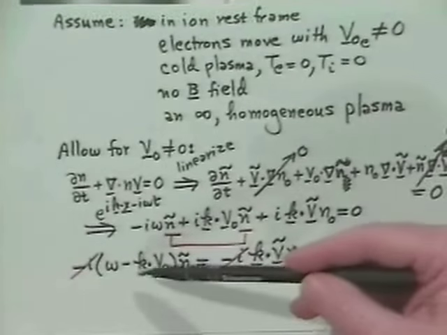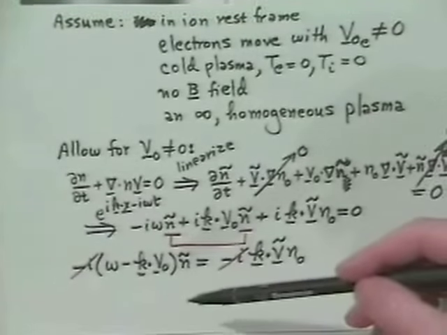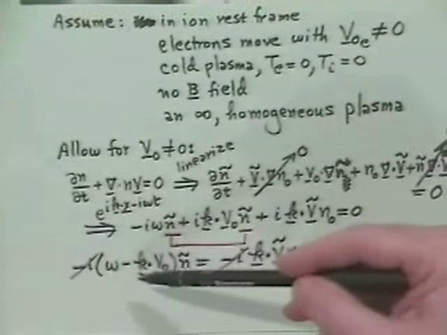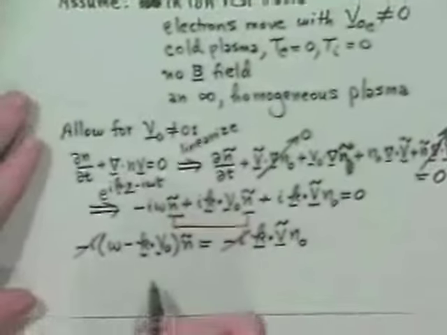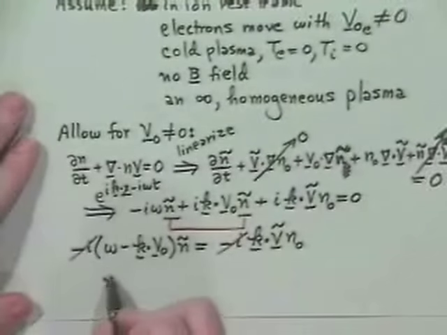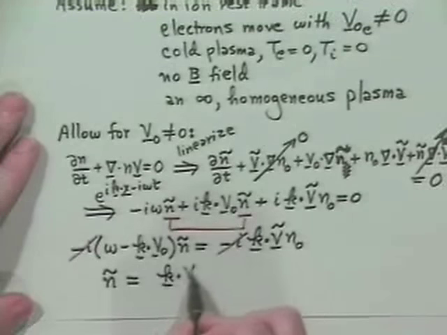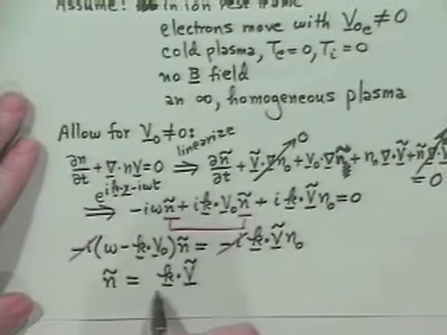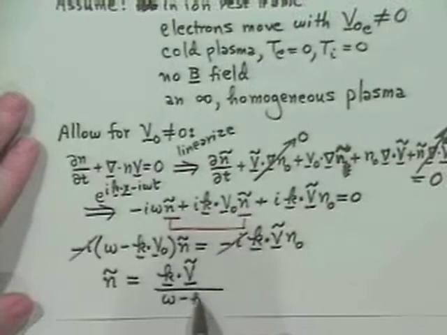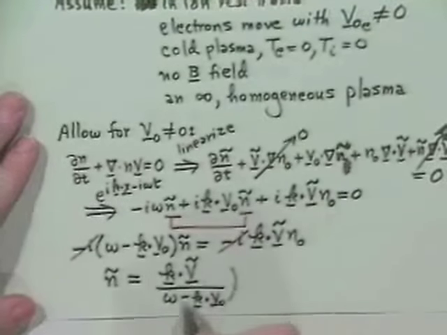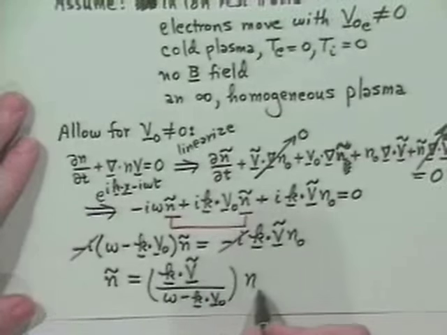Well, obviously it is a Doppler shift. I'm in the stationary frame. The plasma is moving, so there's a Doppler shift in the frequency, k dot v naught. So then to summarize this relation, what we get is that the perturbed density is k dot v tilde divided by omega minus k dot v naught, the equilibrium flow. All of this is times n naught.